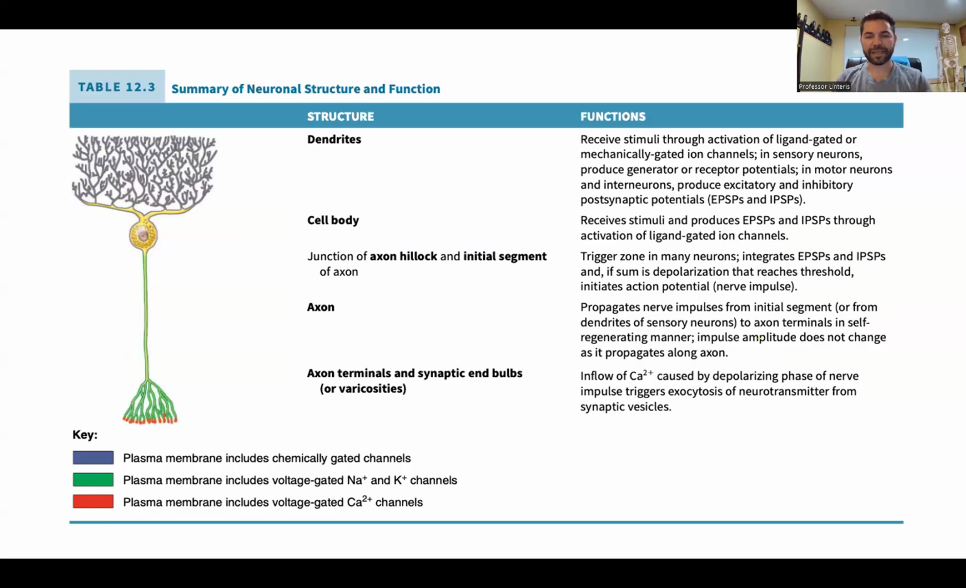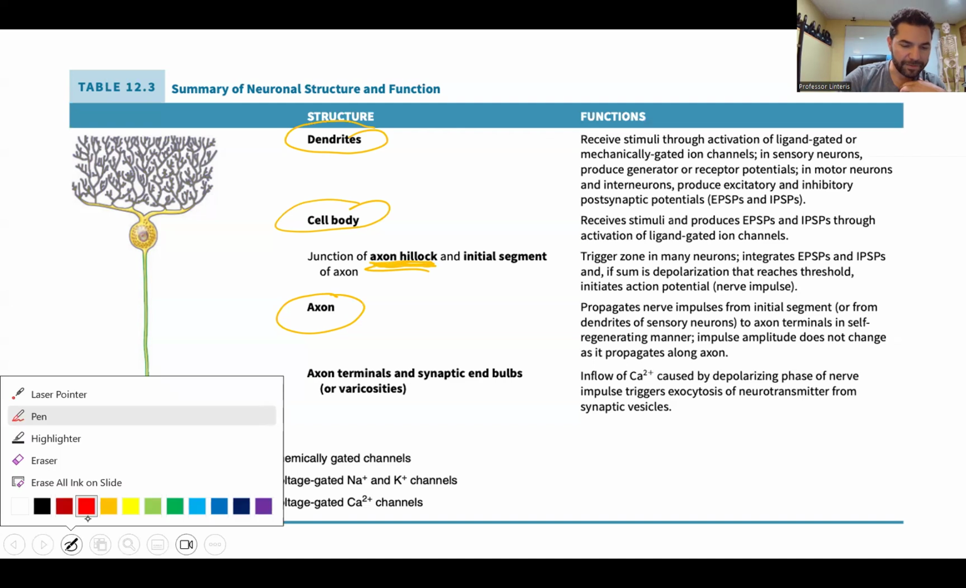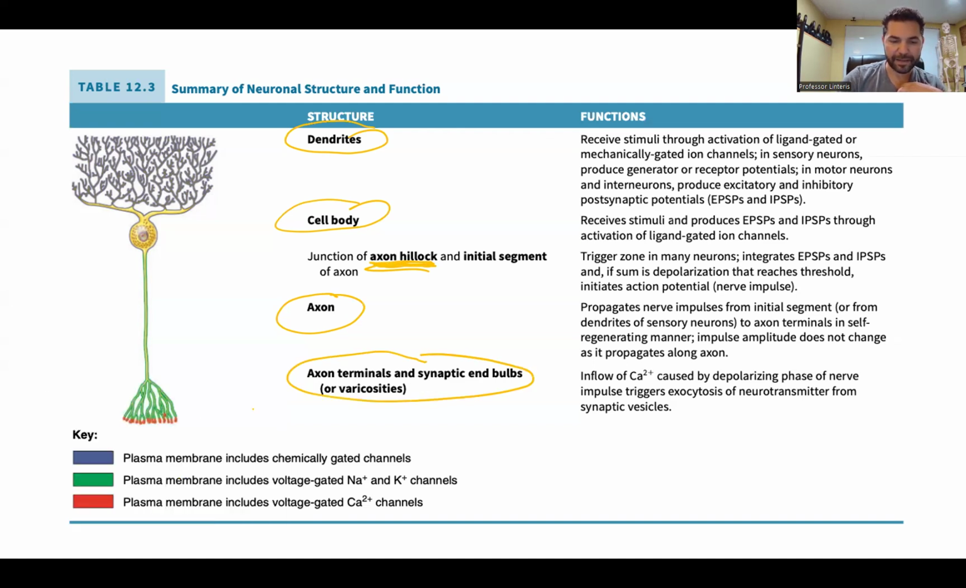Here, I've drawn you the picture 100 times, the different anatomical structures of a neuron, from the dendrites to the cell body to the axon. Here we see that axon hillock, which is extremely important. That is the part where that decision process takes place, if you will. We can also see the axon terminals. And it tells you what the functions of these are.